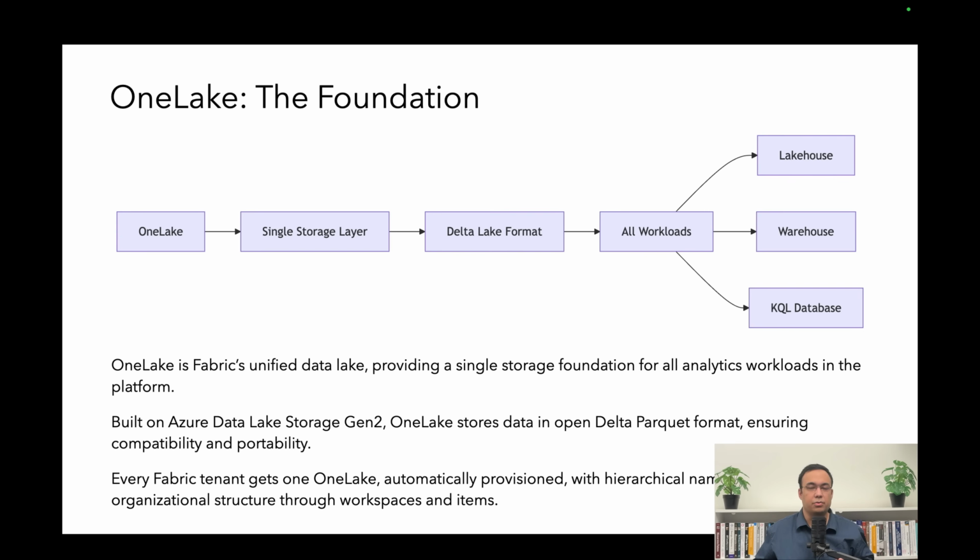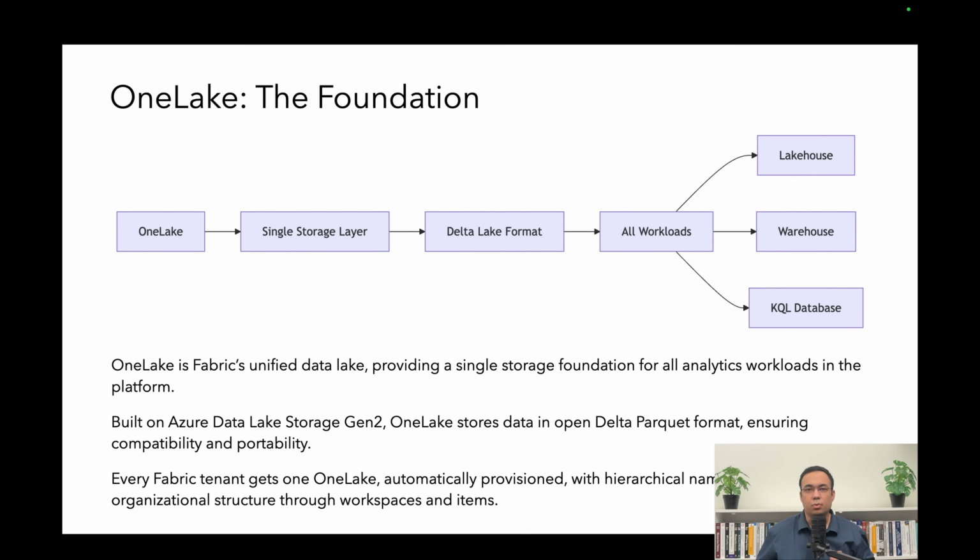OneLake is Fabric's unified data lake. It provides a single storage layer for all analytics workloads in the platform. And when I say single storage layer, I mean that literally. Every workload in Fabric, whether it's Spark processing, SQL queries, KQL analytics, or Power BI reports, all of them read and write to the same storage foundation. OneLake is built on top of Azure Data Lake Storage Gen 2 under the hood, so you're getting that enterprise grade storage reliability, scalability, and performance that ADLS Gen 2 provides.